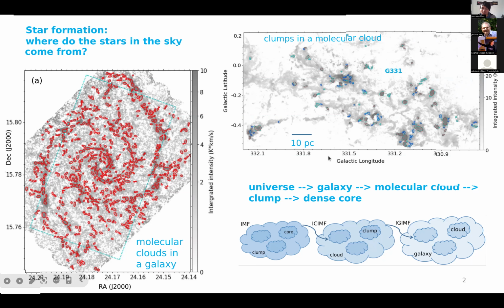Furthermore, a clump can include multiple dense cores. Those dense cores are the real progenitors of stars. So for star formation, we have these hierarchical structures from galaxy to molecular cloud, to clump, to dense core.